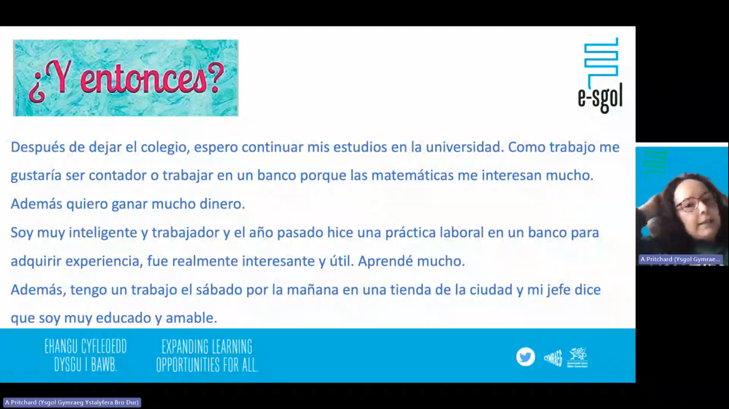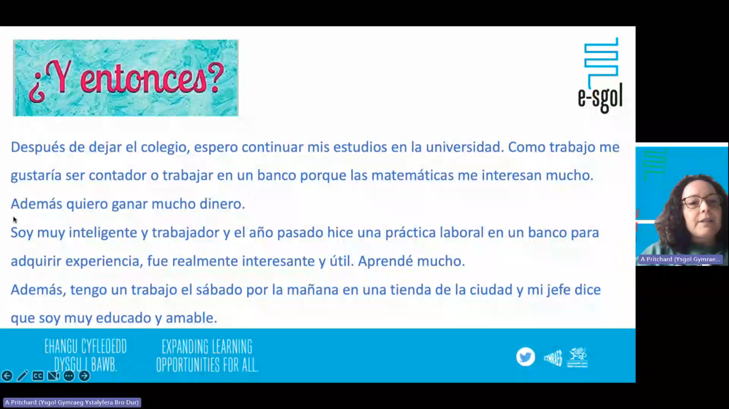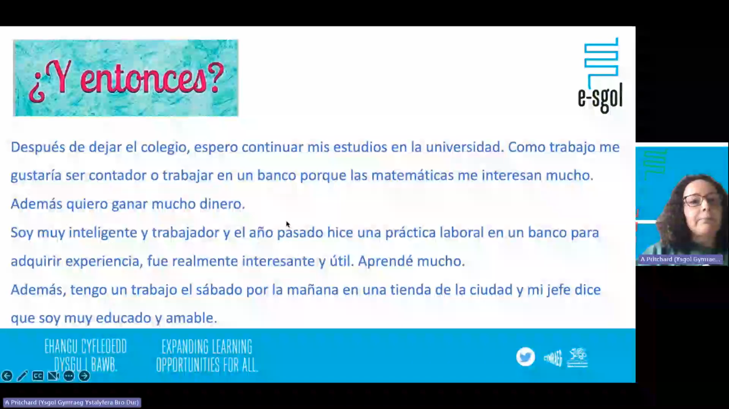So if we look at this, we have what I hope to do after leaving school to go to study in university, what job I would like to do or where I would like to work and why, because I like maths. And an important point here: me interesan, because las matemáticas is a plural noun, then we would add the N to me interesa, to become interesan, because it's a plural structure.